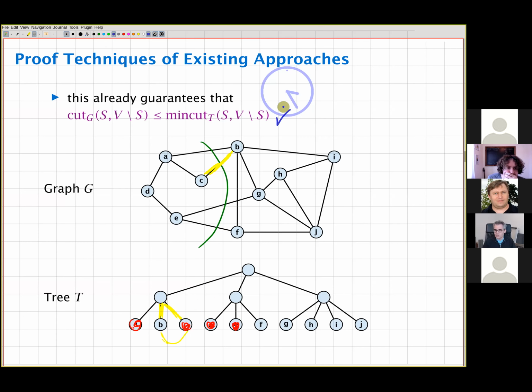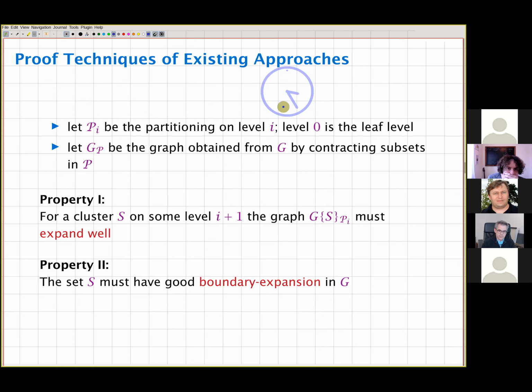And the important thing is usually to show the other direction. So how do you show the other direction? I said that if I take one level of this tree, then it is a vertex partitioning. So now I take the i-th level. Level 0 is the leaf level. So levels go up as I go up in the tree. So this is some level i partitioning.